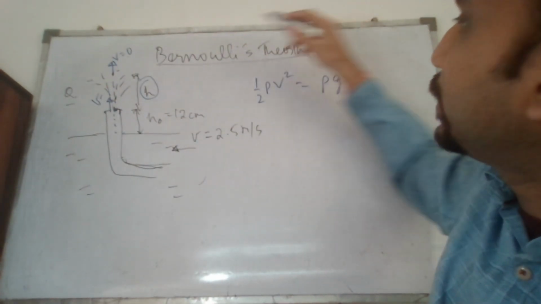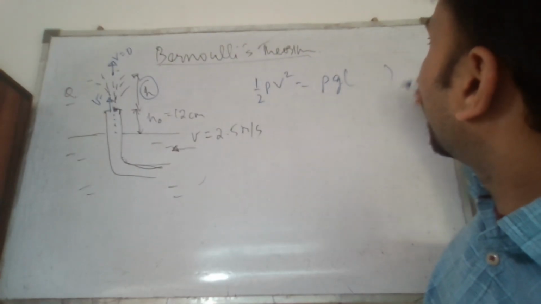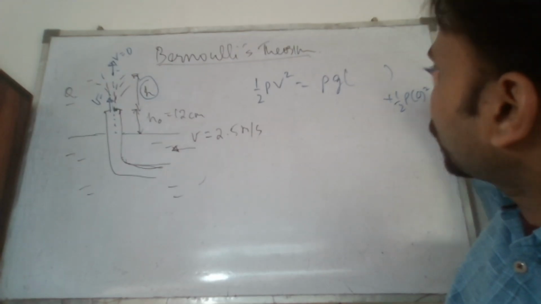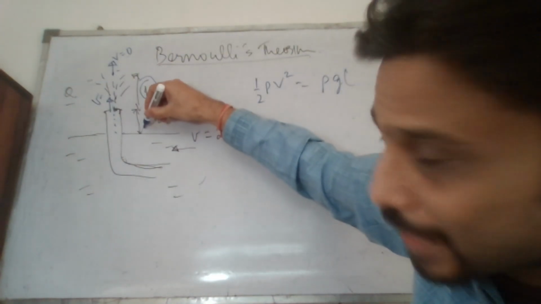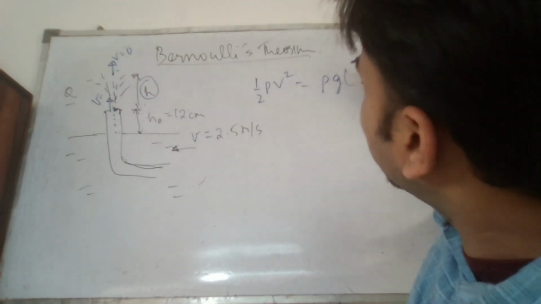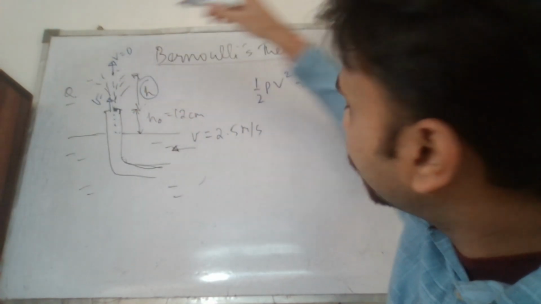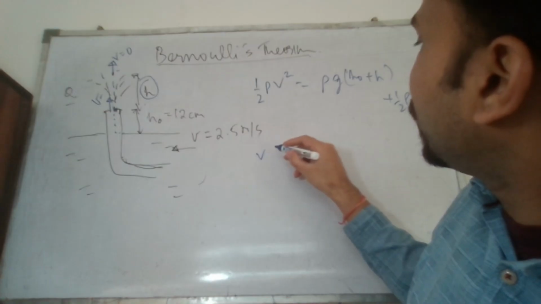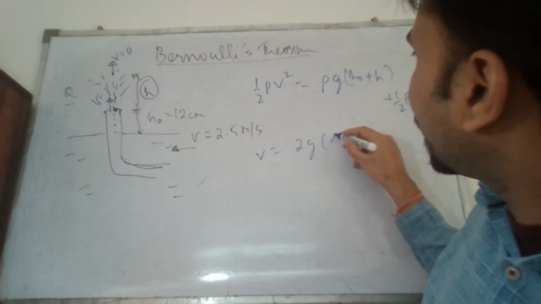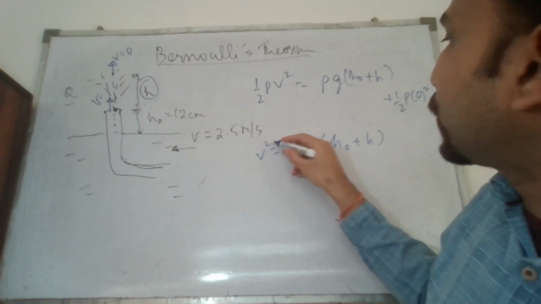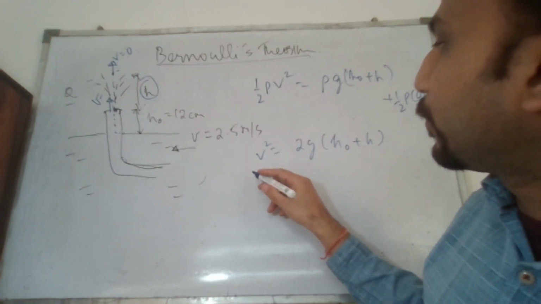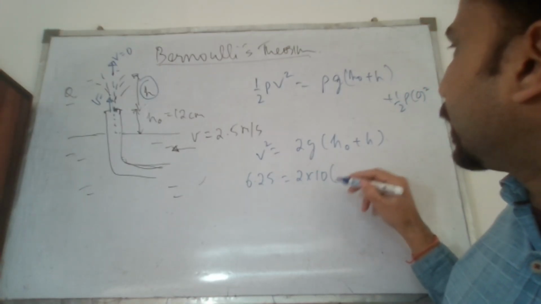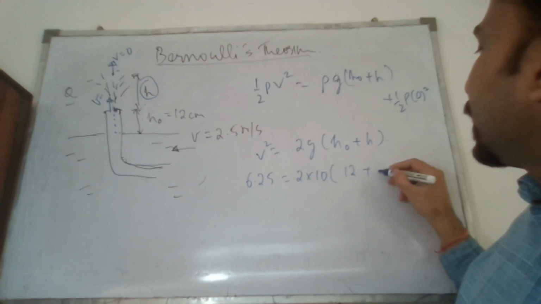So at the highest point, that is height h, my half rho v square term would be simply 0. And my height term would be rho g h naught, that is the height I have given till this point, plus the height I have to gain, h. So this would be simply v square is equal to 2g into h naught plus h. So 2.5 square is equal to 6.25 equal to 2 into 10 into h naught plus h, that is 12 plus h.